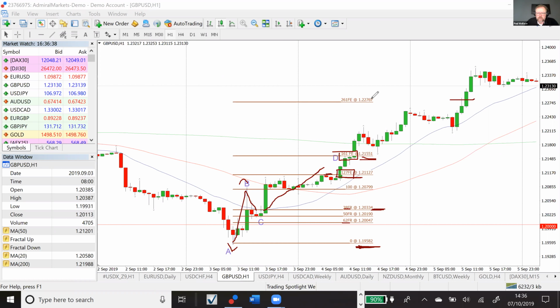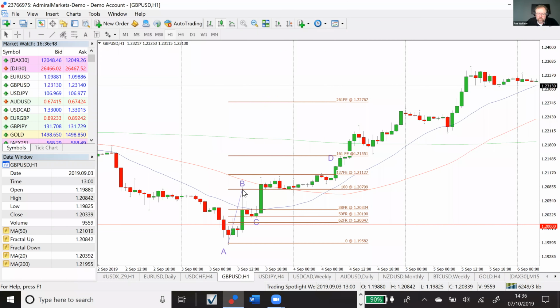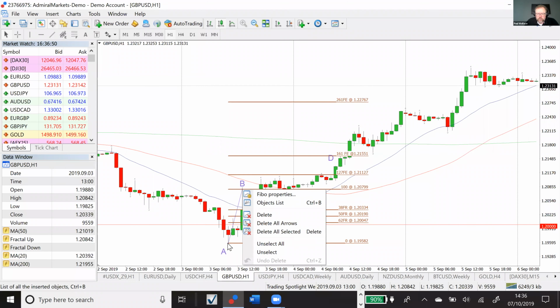But before that, I want to show you a quick little tool that you can utilize on your MT4 platform here. Once you draw in your Fibonacci tool, if you right click on it, you'll be able to see Fibonacci properties.